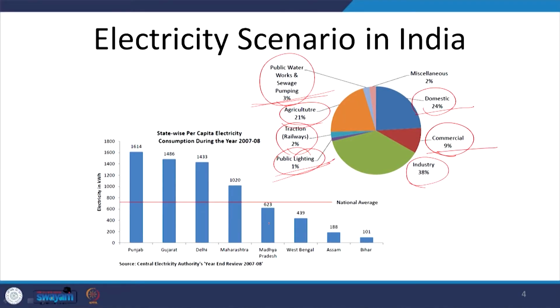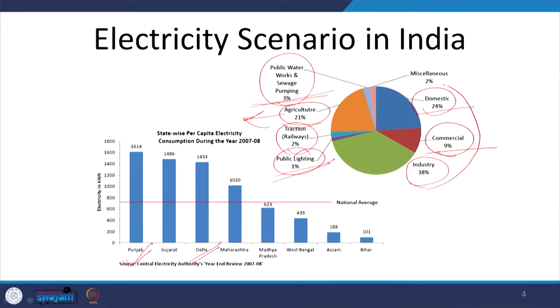This overall consumption varies from state to state. In some states, for example Punjab, a large percentage of electricity is going towards agricultural activity, while in a state like Delhi, which is an urban and very dense state, a large portion of this energy is going towards the built environment, domestic, commercial, and also industry, because a lot of industries are being set up here. So there is a variation in the state-wise per capita electricity consumption.